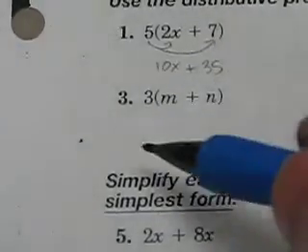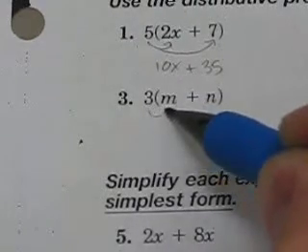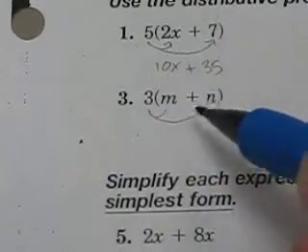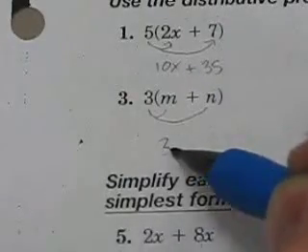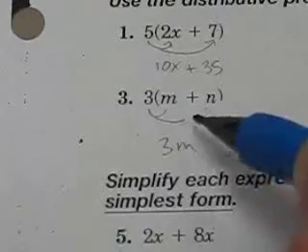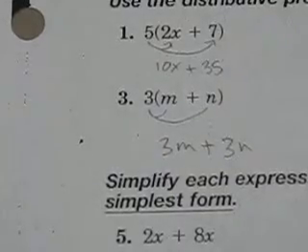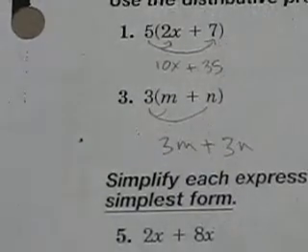Number 3 says 3 times m plus n. We can do the same thing. We can say 3 times m, and 3 times n. 3 times m is 3m. 3 times n is 3n. We have a plus sign, so we're going to bring the plus sign down. So 3m plus 3n.